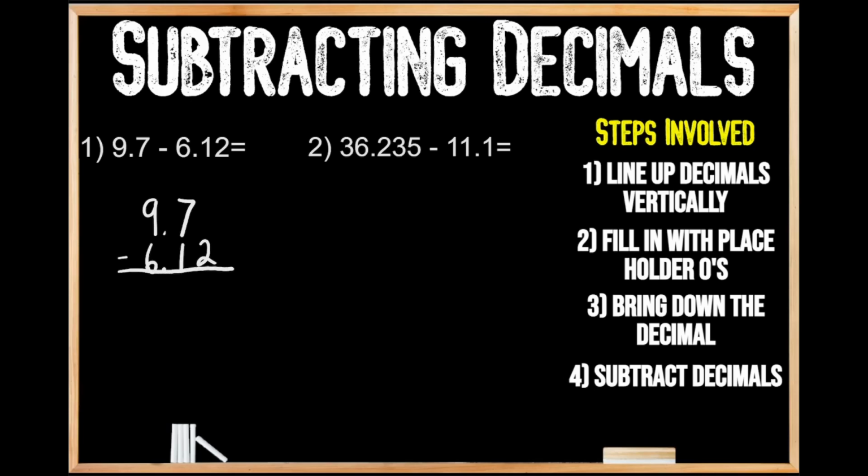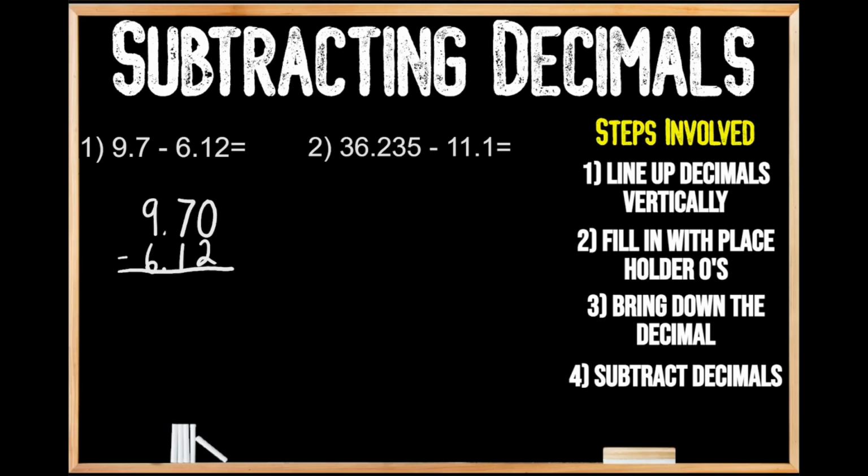Now I'm sure you've noticed that this equation isn't quite even. We're missing something in the hundredths place beside the 7 here. So that's where step number 2 comes in, where we're going to fill in with placeholder zeros. We're going to write a 0 here in our hundredths place because adding a 0 to the right of a decimal does not change the value of that decimal. So now we can actually work through this problem.